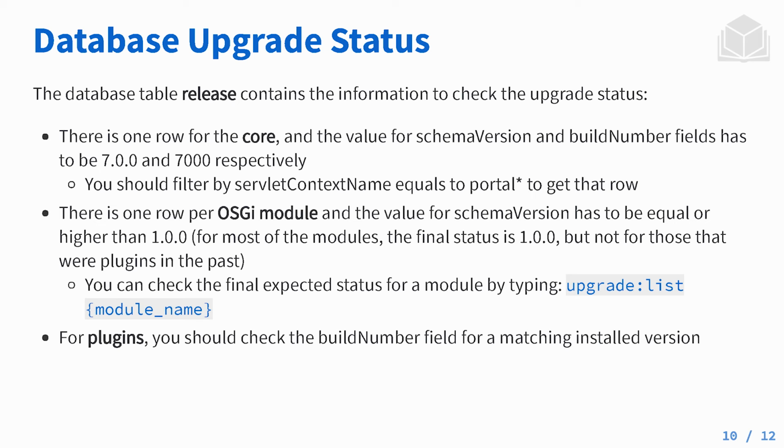That's what we get. For plugins, well, there it says you should check the build number field for a matching installed version. That's basically check what version you have installed, and it should match the release table information. This is a very generic overview over the upgrade, but it's basically listing all of those steps.